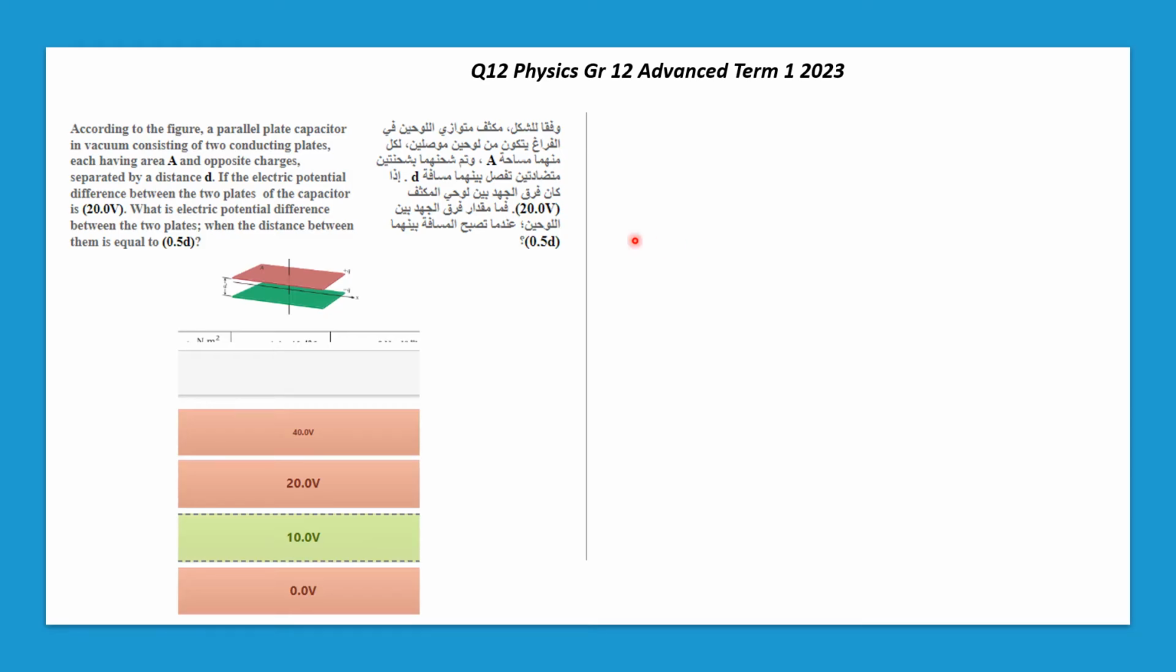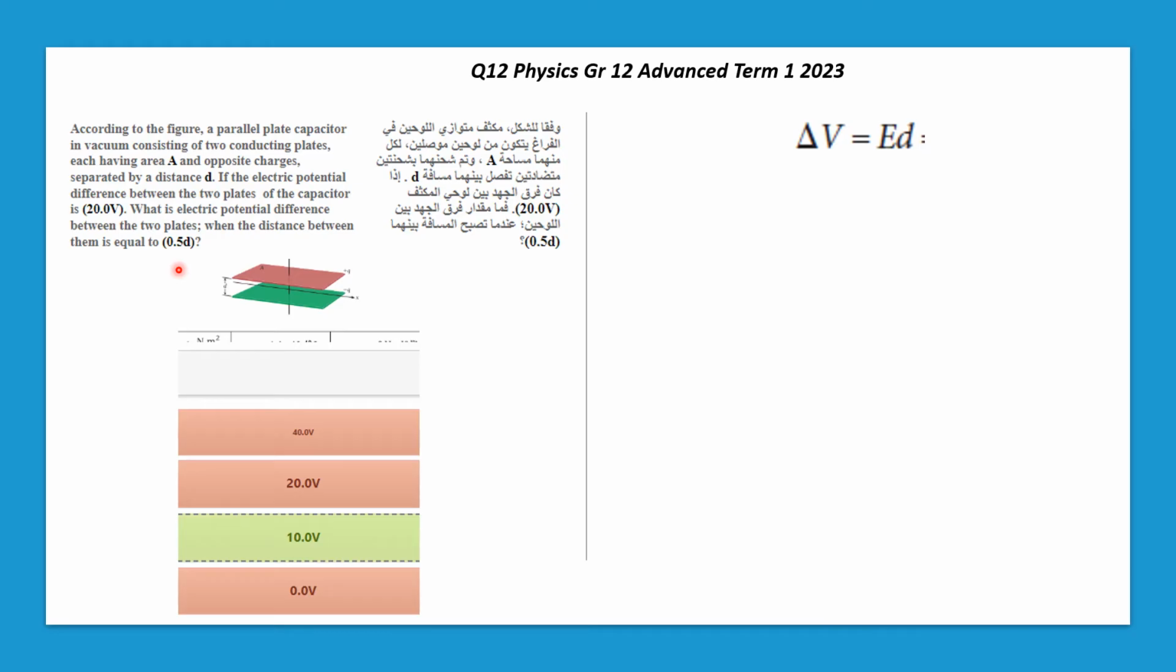With question 12, we also refer to chapter 4, section 2. According to the figure, a parallel plate capacitor in a vacuum consists of two conducting plates, each having an area A and opposite charges, separated by a distance d. If the electric potential difference between the two plates of the capacitor is 20 volt, what is the electric potential difference between the two plates when the distance between them is 0.5 d, or half of the distance?